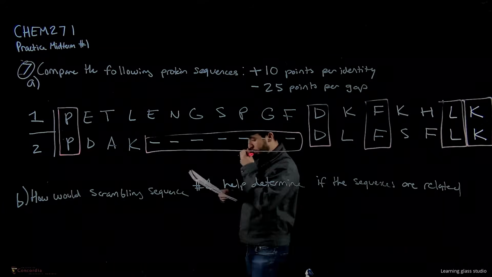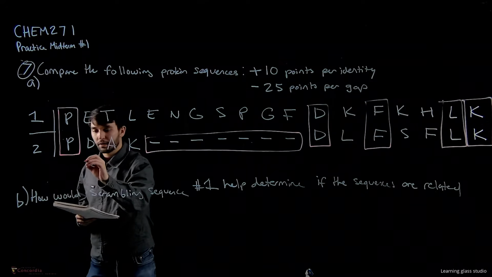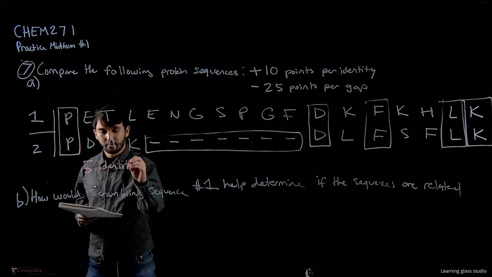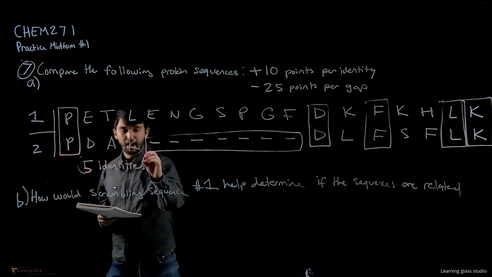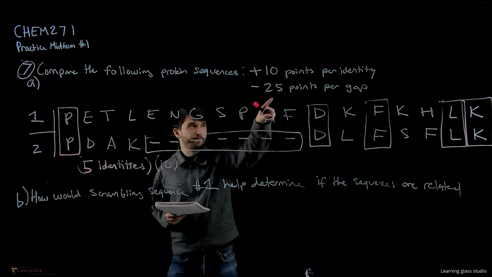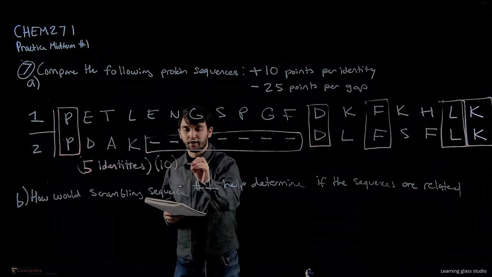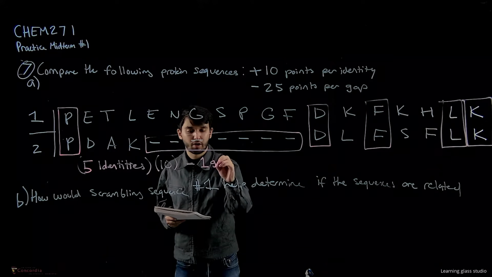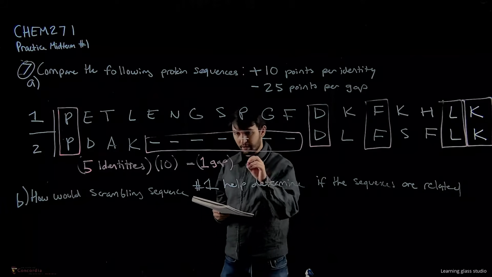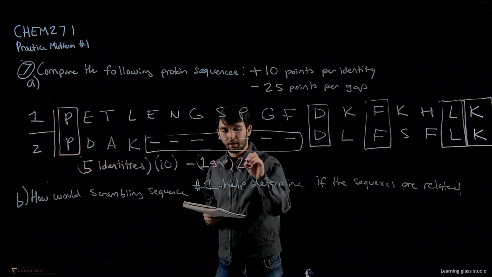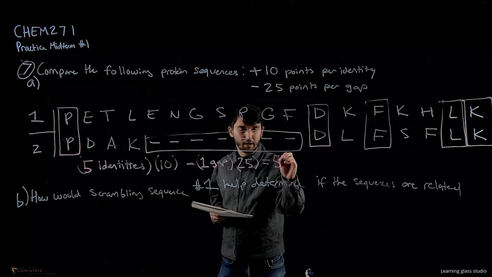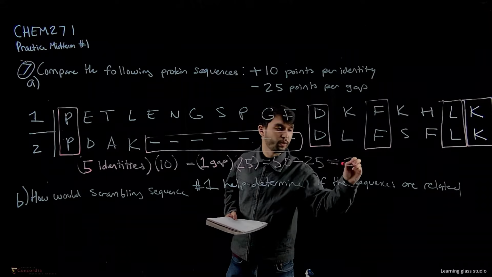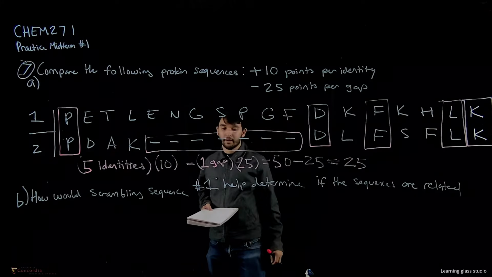So here what we see is we have 5 identities, which we multiply by 10, right? We're giving 10 points per identity, and then we are subtracting 25 points per gap. We said we have one gap, and then we multiply that by 25. So what we get here is 50 minus 25, which gives us a score of 25 points for this alignment.